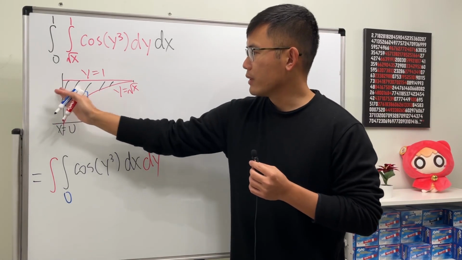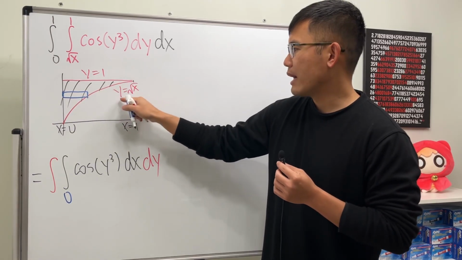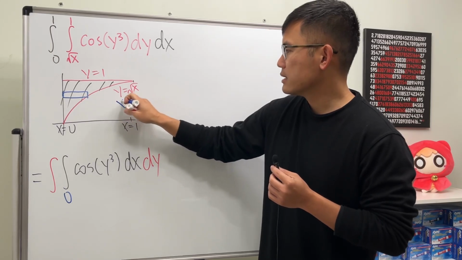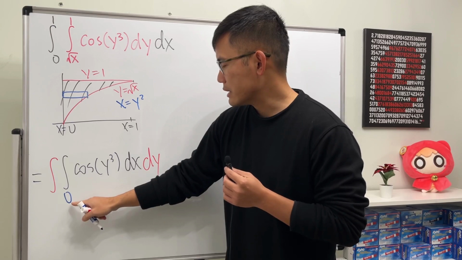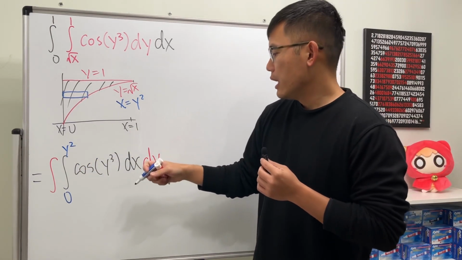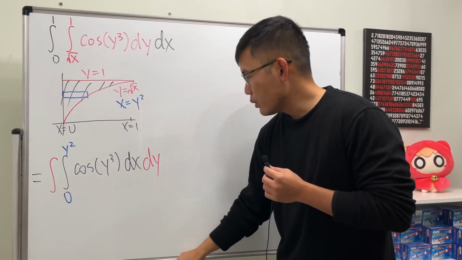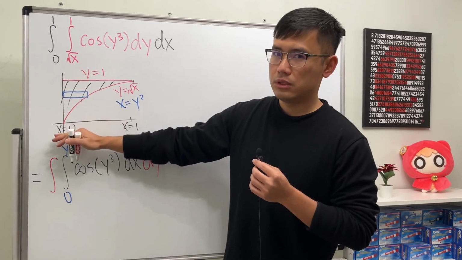And then once we have that, well, we go to here, and what's the right? Remember, we have to go from left to right. So here it will be the curve, and we'll just have to isolate the x right here. So that means x is equal to y squared. So in terms of x, we actually go from 0 to y squared, like so. All right. And then after that, we look at the y. y is just from bottom to the top, so 0 to 1.